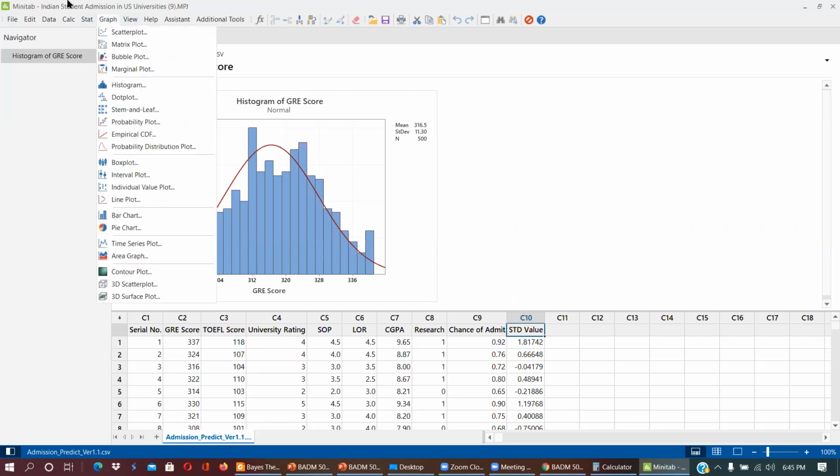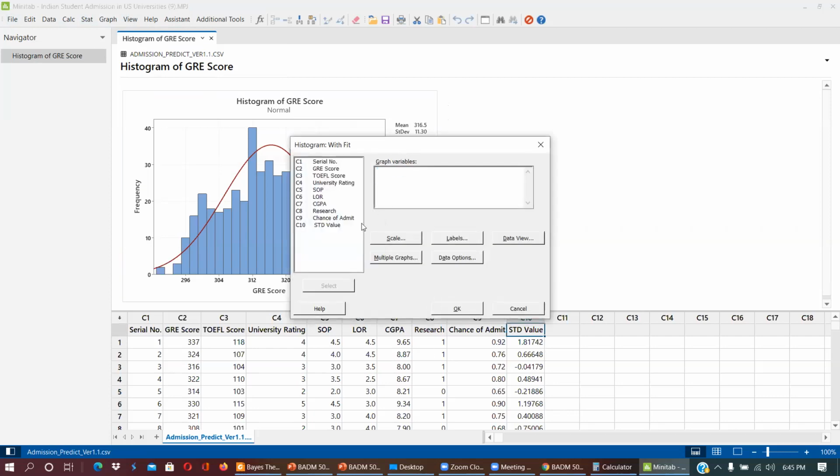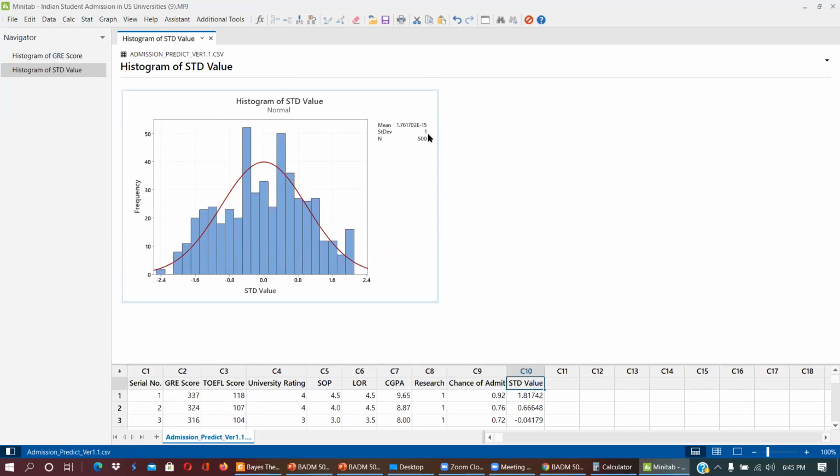I go under Graph, and where's Histogram? I'm just going to do a histogram. I'm going to choose the standardized value now. So you can see standard deviation is 1, mean is approximately 0. Not ideally, but it is close to it. So you can see mean is 0 here. This is the standard normal distribution. From here to here, and here to here.